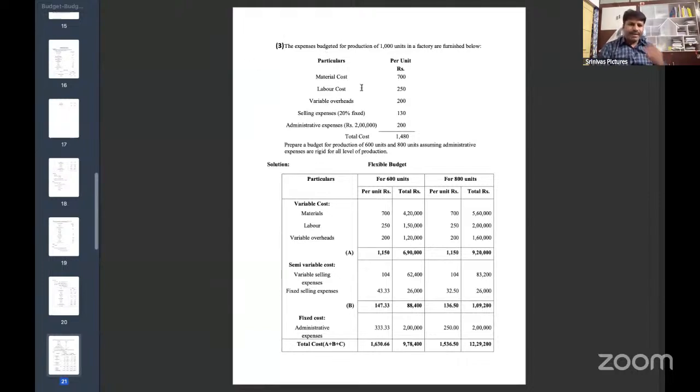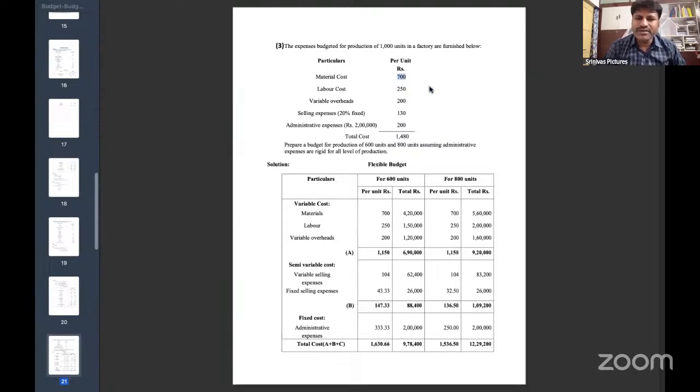The given expenses budget for the production, 1,000 units for the factory, furnished below. The material cost is this, whatever the cost amount they given, that is related to the 1,000 units. So for 1,000 units, material cost is 700. So it means what? Per unit cost how much? 0.70 paise. Just remember that.